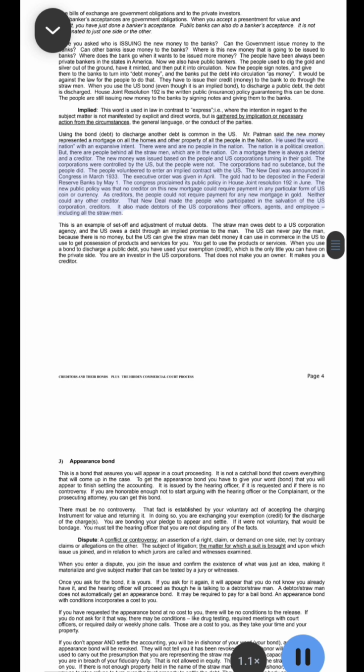That New Deal made the people who participated in the salvation of the U.S. corporation creditors. It also made debtors of the U.S. corporations their officers, agents, and employees, including all the straw men.